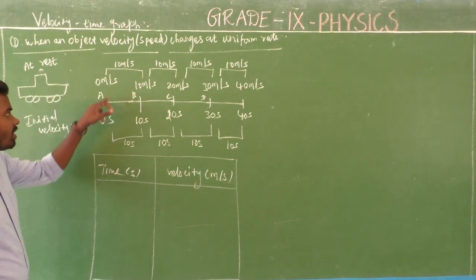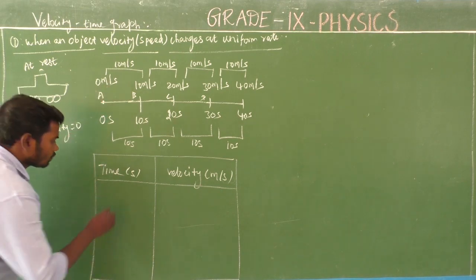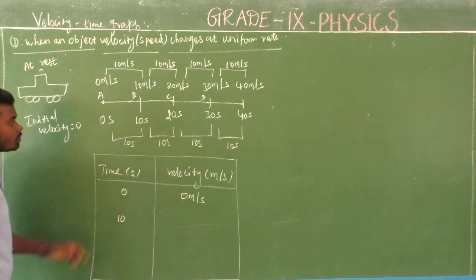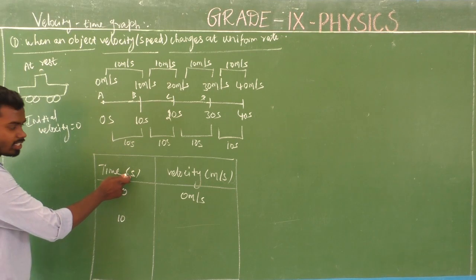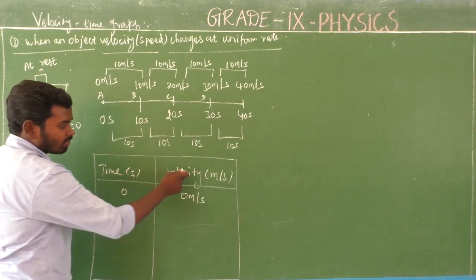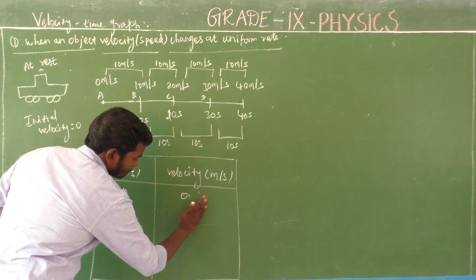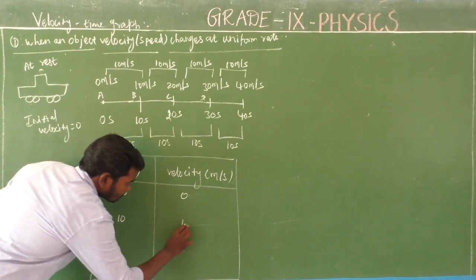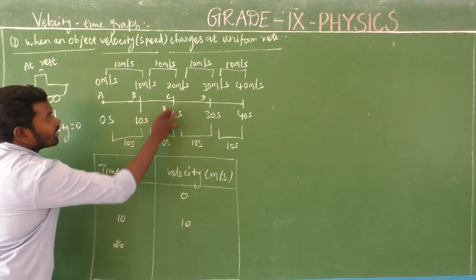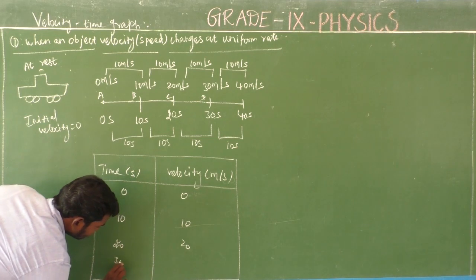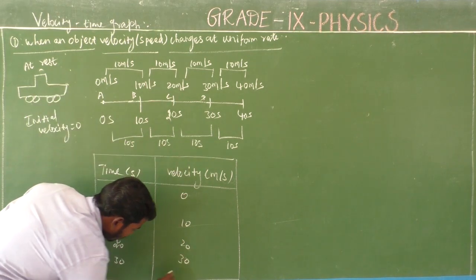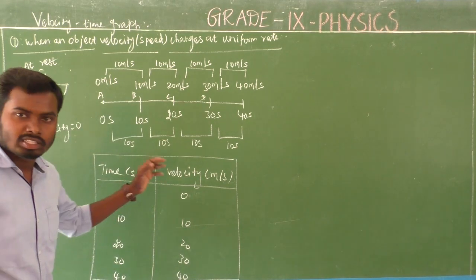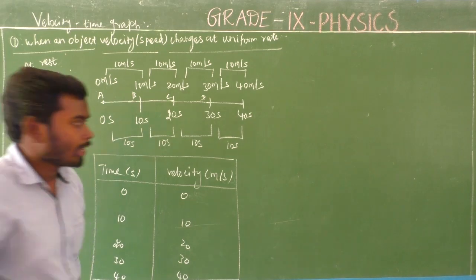At 0 seconds, the velocity of the car is 0 meters per second. Then 10 seconds. Already we have mentioned the units here, so no need to mention them again. Then at 10 seconds, velocity 10 meters per second. Then 20 meters per second. Then 30 meters per second. 40, obviously 40 meters per second. Is it clear? So this is the data to draw the graph.